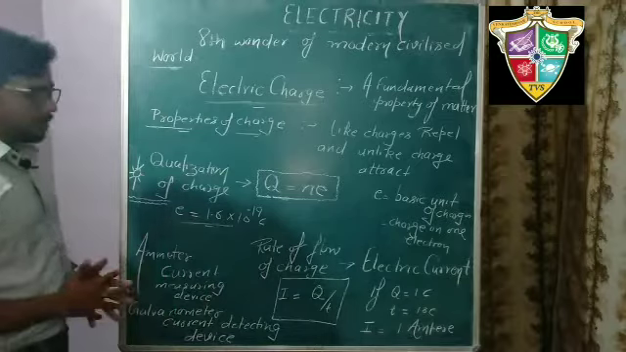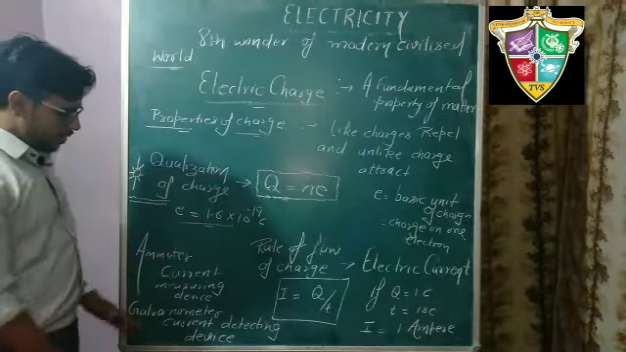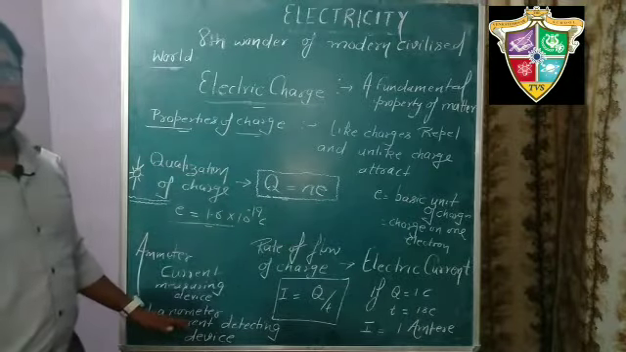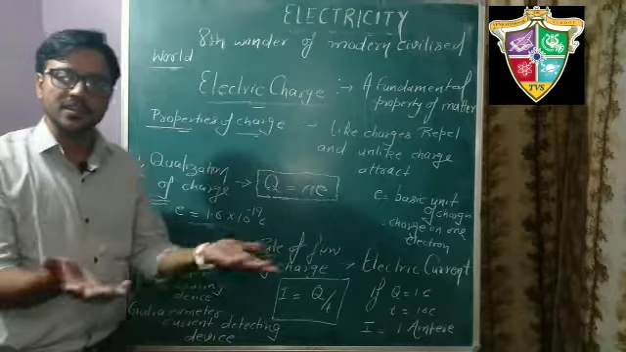Now there is a device which measures electric current, known as an ammeter, and also there is a device called a galvanometer. It is the device that detects whether current is there in a circuit or not.